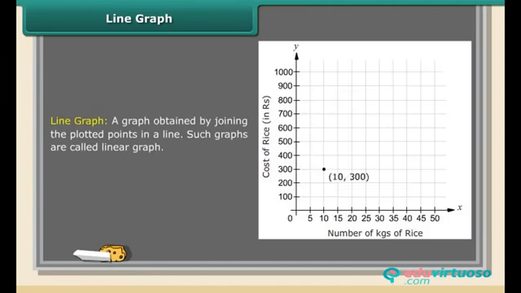Line graph: a graph obtained by joining the plotted points in a line. Such graphs are called linear graphs.